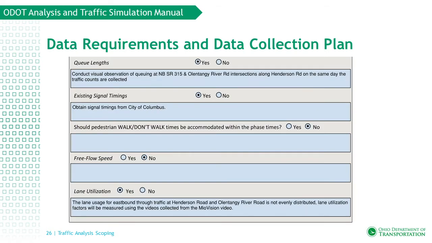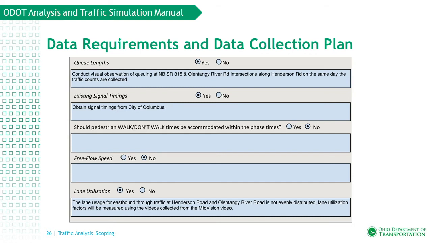Queue lengths will also be collected using visual observations. These observations will be conducted on the same day as the traffic counts. Existing signal timings will be provided by the City of Columbus. Because there is not a lot of pedestrian traffic in the study area and pedestrian push buttons and signal heads are provided at the study intersections, pedestrian timings do not need to be accommodated within the phase times.